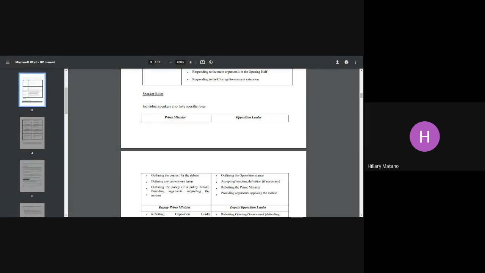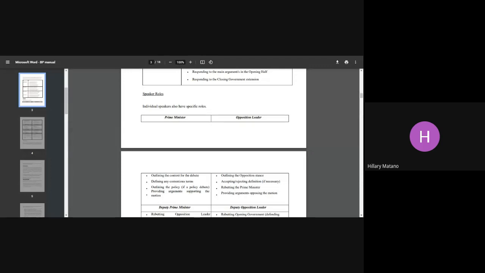Then when we come to the next speaker, who is the opposition leader, he or she will outline, if he or she does not agree with the definition of the motion given by the Prime Minister, he or she is at liberty to define it in a manner that suits them. Once they've given the definition, they then present the case and rebut the points given by the Prime Minister. Those two things can be done, and either can come first.